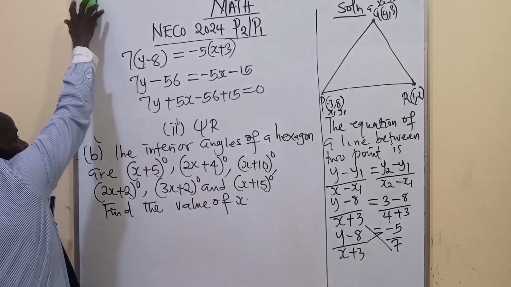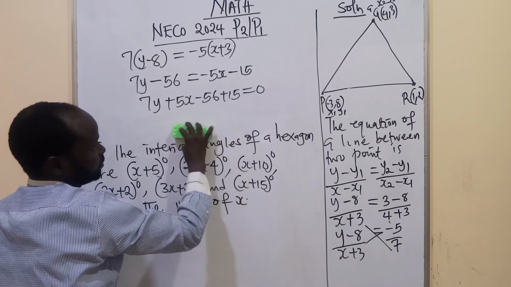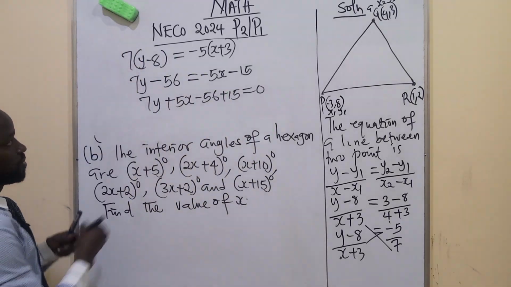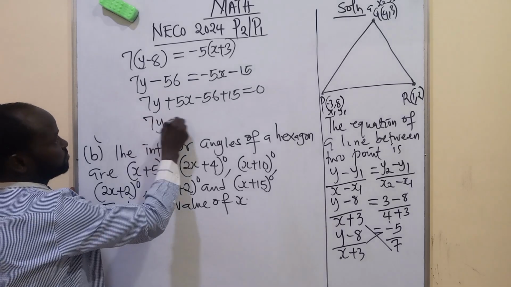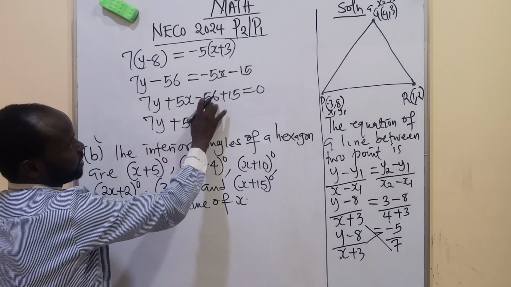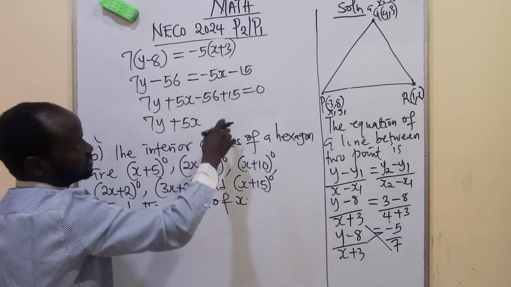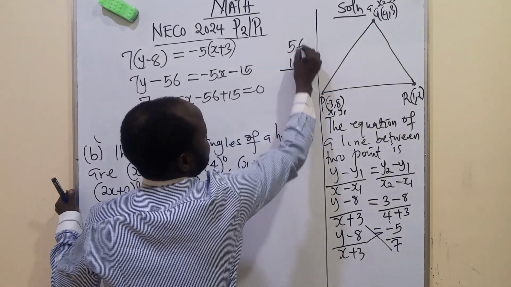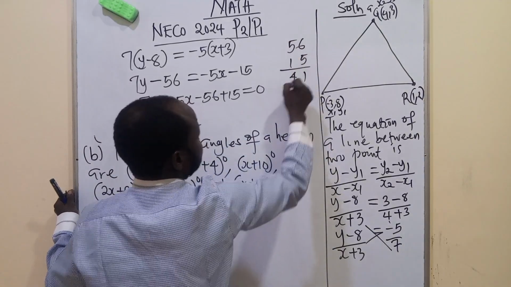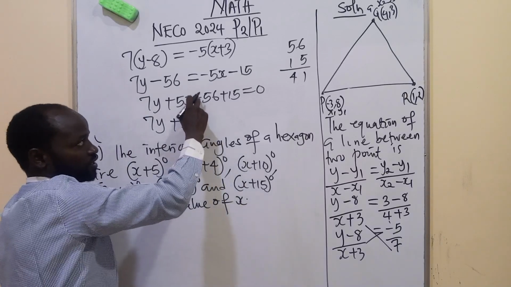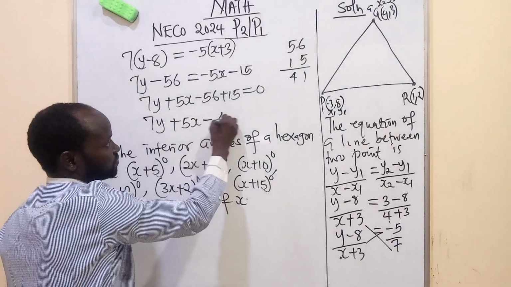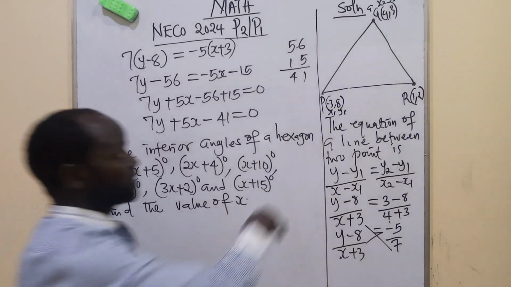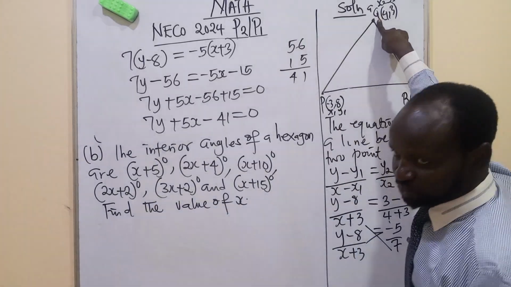Okay, let's remove here. Since we are looking for QR, that will be the next equation to find. Okay, this will be 7y now plus 5x. Then we minus 56 plus 15. Let's do it here. Minus 56, then 15. Of course, this will be 1 and this will be 4. Since the larger number here has negative sign, it will be negative 41, equals to 0. So this will be the equation between point P and Q.